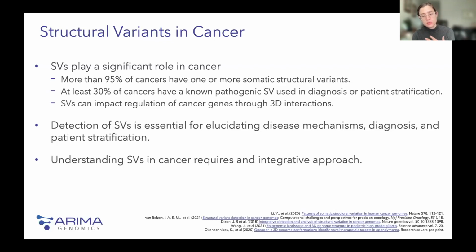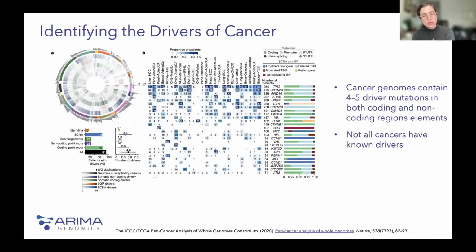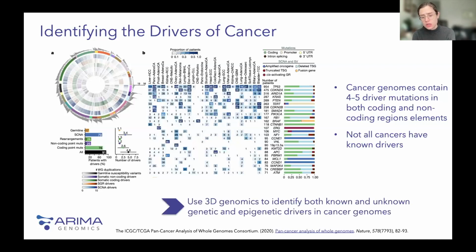So at Arima, we're focusing on an integrative approach, and there are a lot of mutations in cancer genomes, about 4 to 5 driver mutations, both in coding and non-coding regions. And something that might oftentimes be neglected in this field is the non-coding element of potential structural variants. And also, not all cancers have known drivers that come from either a specific gene or a gene fusion. So we do really think that 3D genomics can help us identify both known and unknown genetic and epigenetic drivers in cancer genomes with a specific focus on the non-coding regions.